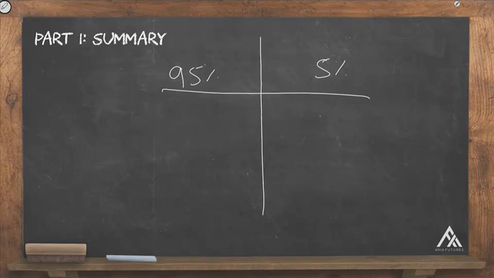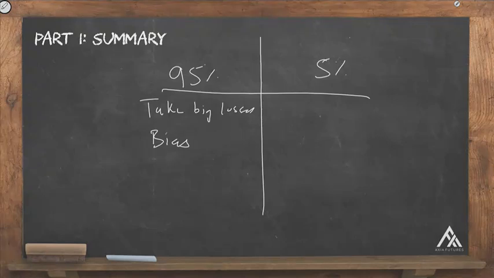So for example, 95% of traders that fail tend to take big losses. 95% of traders that tend to fail also tend to come into the markets every day with some form of a bias. 95% of traders who fail tend to have no edge. Then on the other side, we try and highlight all the key characteristics that define traders that succeed in the industry.